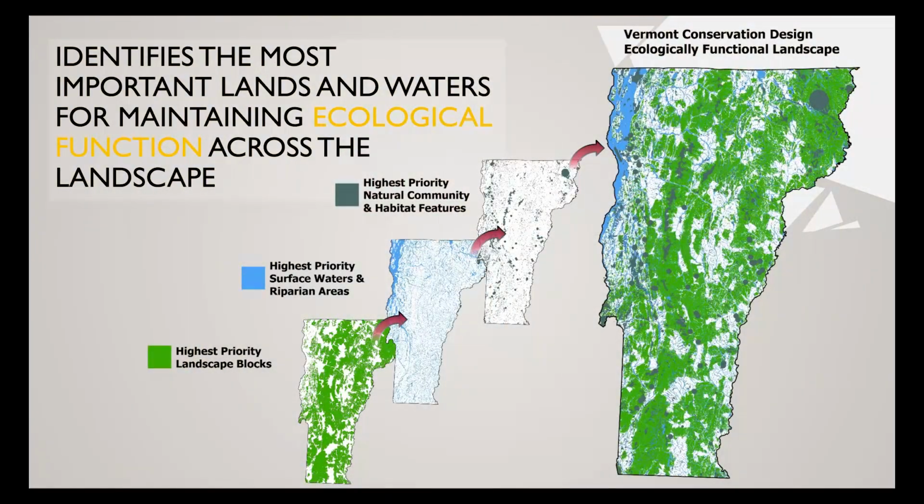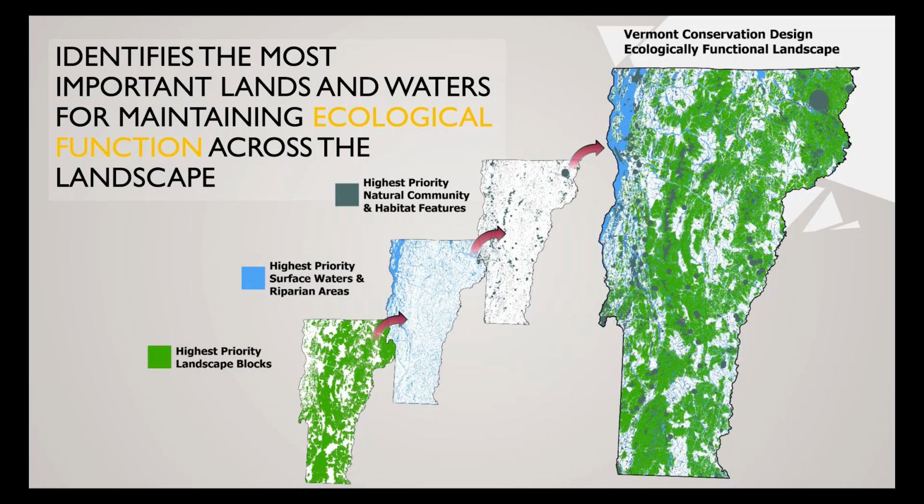So we take a subset of those highest priority forest blocks, and we begin with those. Then we add together the entire surface water and riparian area network, everything that's wet, as a starting place for highest priority for biological diversity. Then we add in our highest priority natural communities and rare, threatened, and endangered species. And together we get this ecologically functional landscape.